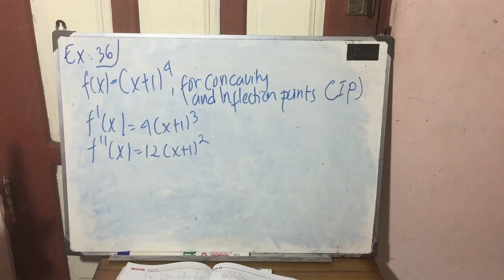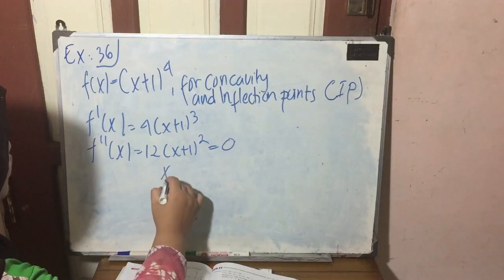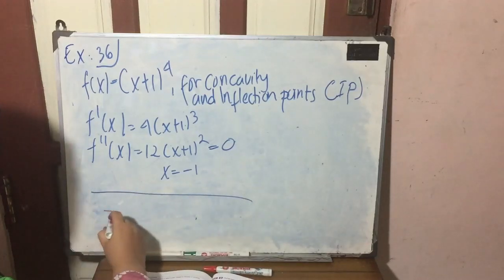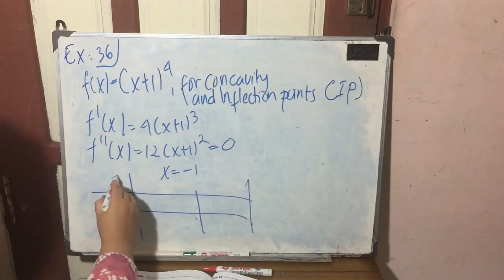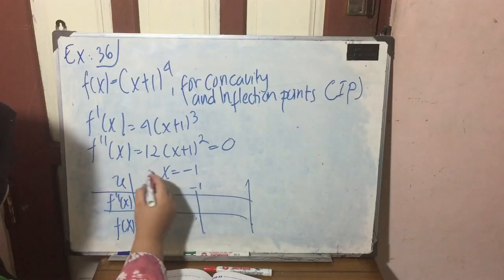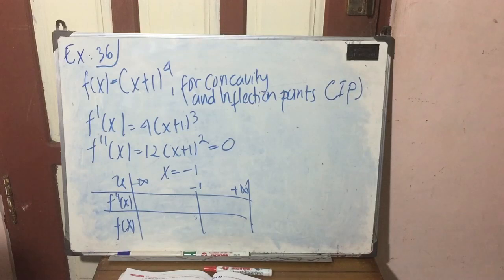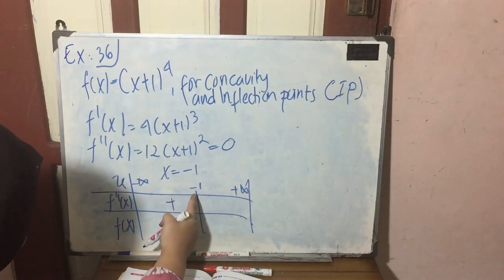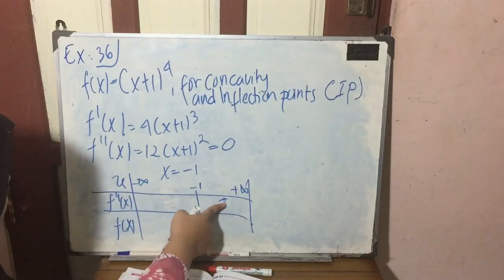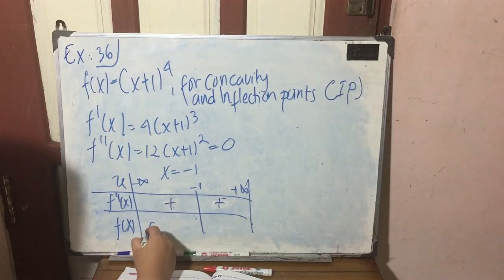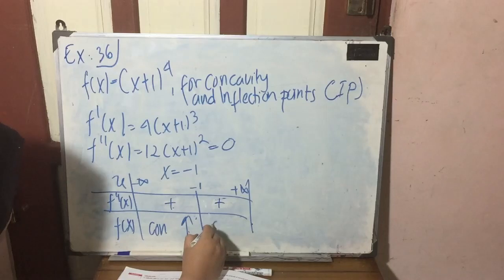Because you should set this equal to 0, you have the same root, a double root, x equals minus 1. Then you make the sign chart with x, the second derivative, and f(x). Because x equals minus 1, we put minus 1 here, with minus infinity and positive infinity. Let's take 0 on the right side, which is positive, and minus 2 on the left, because this is squared, it is positive. So both of them are concave up.